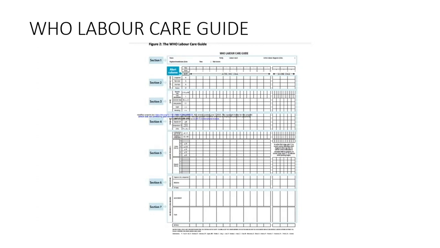A scenario can be given with the time and you will have to fill this labor care guide according to that given scenario, and the management can be asked from you according to that scenario. Just plot the findings on this graph and then check at which station the head is lying, or which station the vertex is at, and what the dilatation is, and manage the patient accordingly.